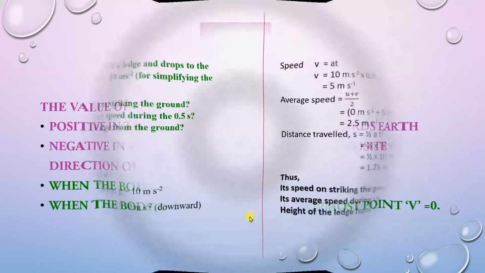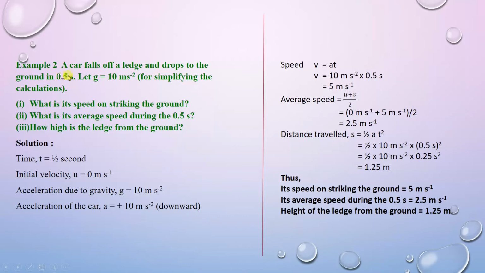Okay? Let's try to solve the numerical. A car falls off a ledge and drops to the ground in 0.5 seconds. Just note that time is 0.5 seconds and we are taking g as 10, otherwise its value is 9.8. Just for simplifying the calculations, you can take g to be 10 meter per second square. Now question 1 is, what is its speed on striking the ground? Means when it is dropped and reaches the earth, just as it strikes the earth, what will be its speed? We have to find v.